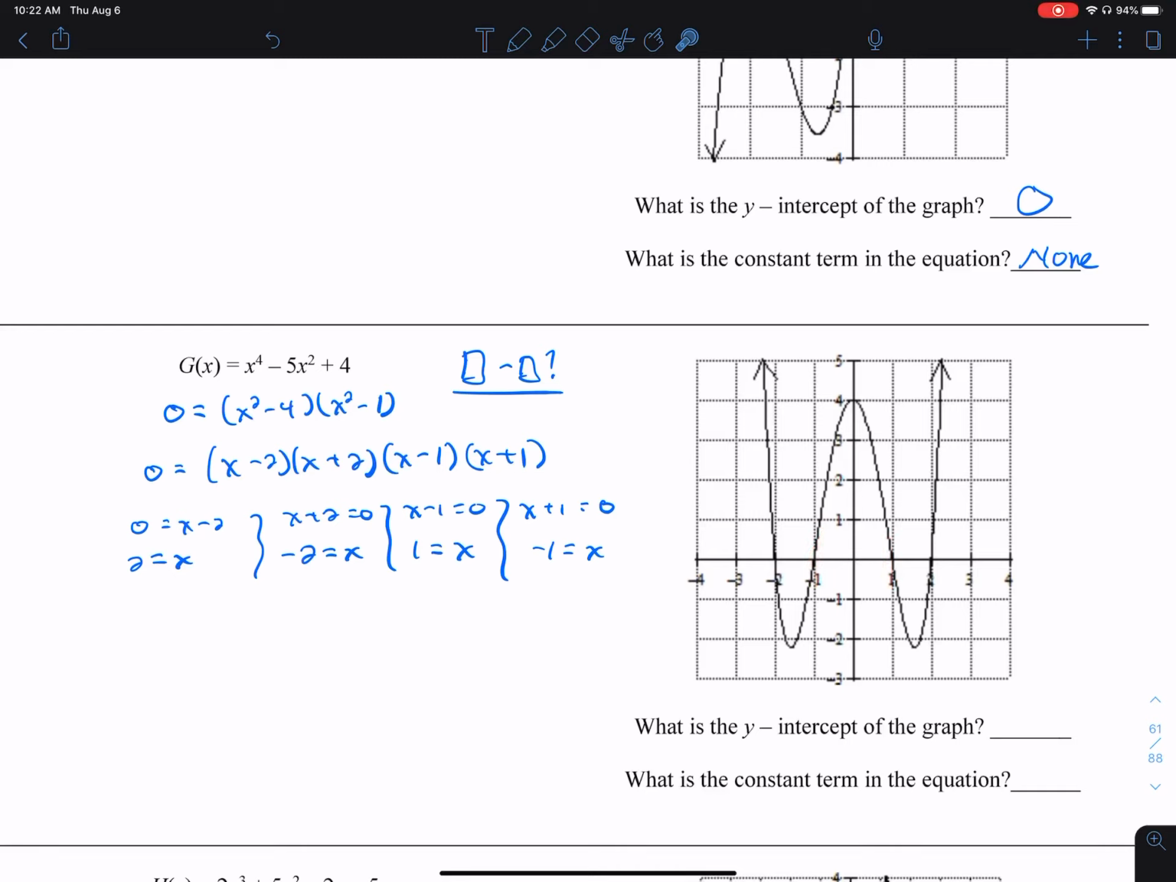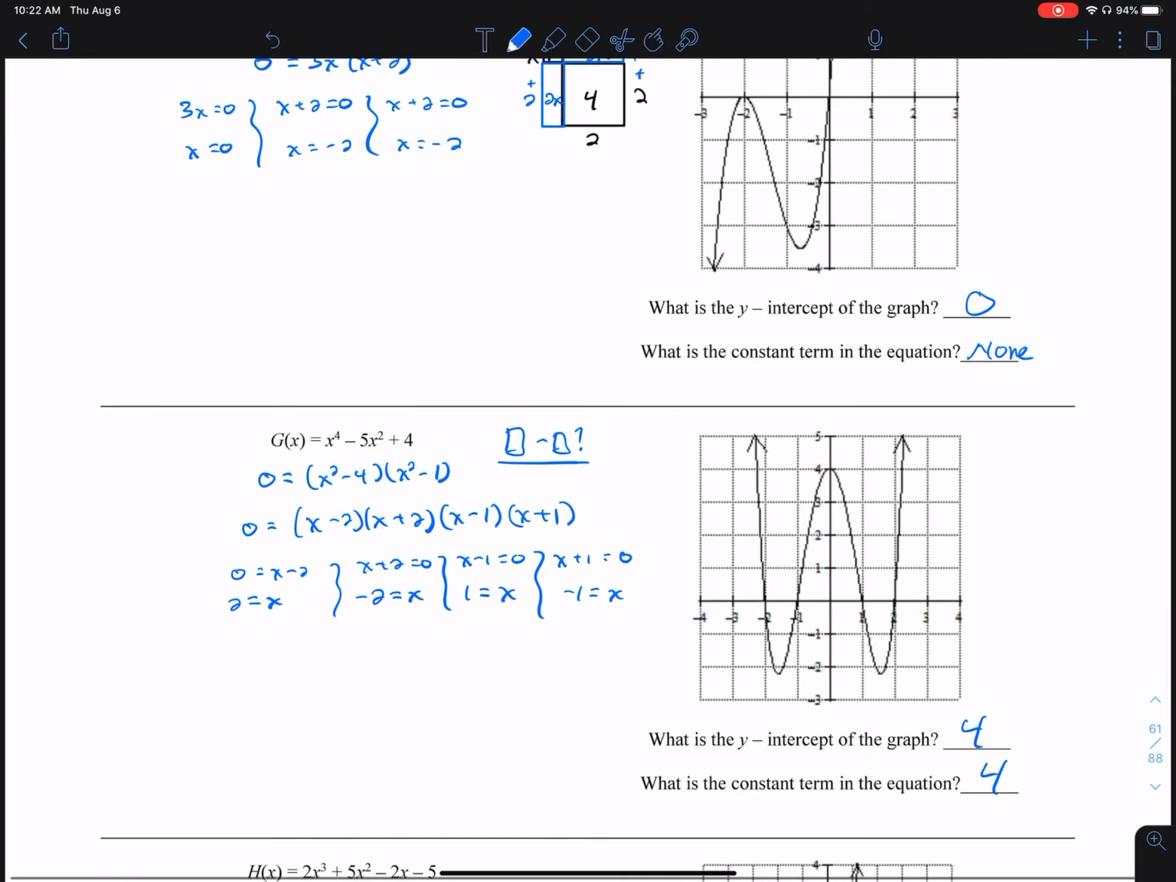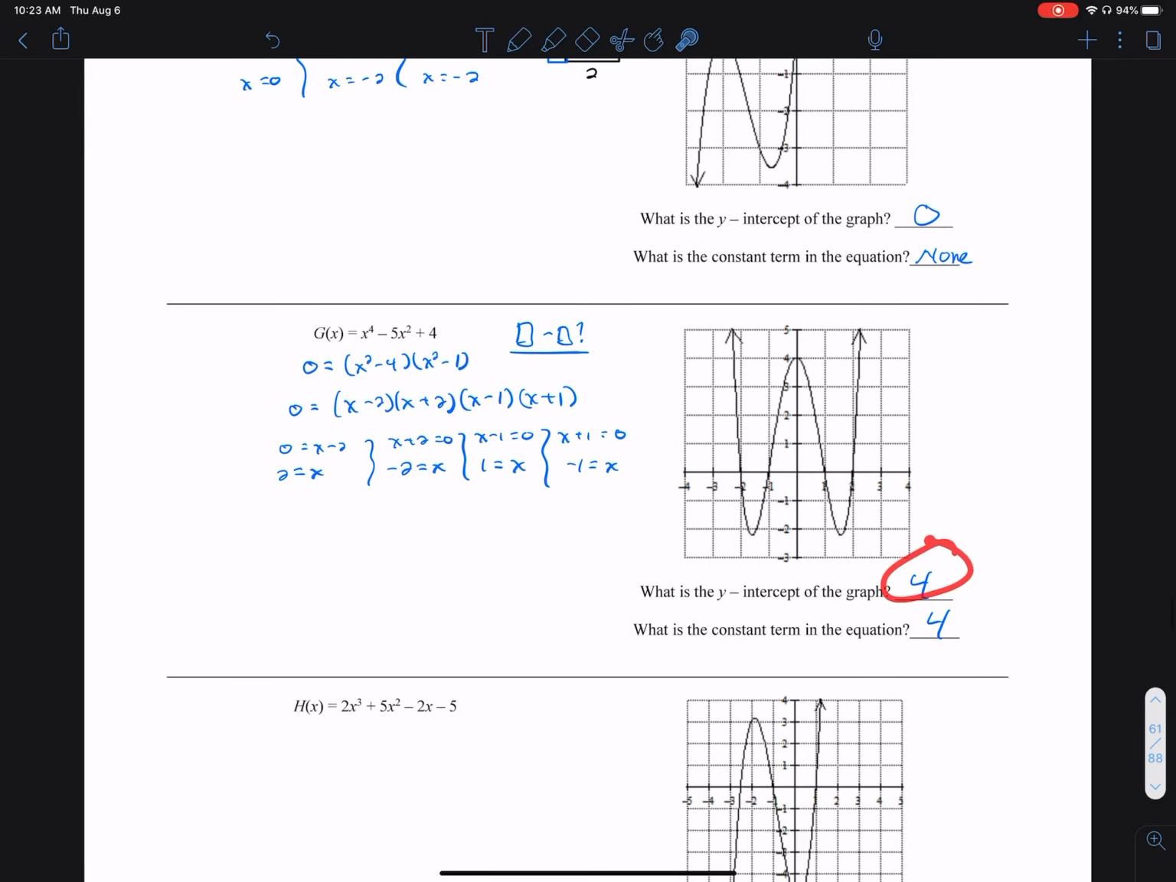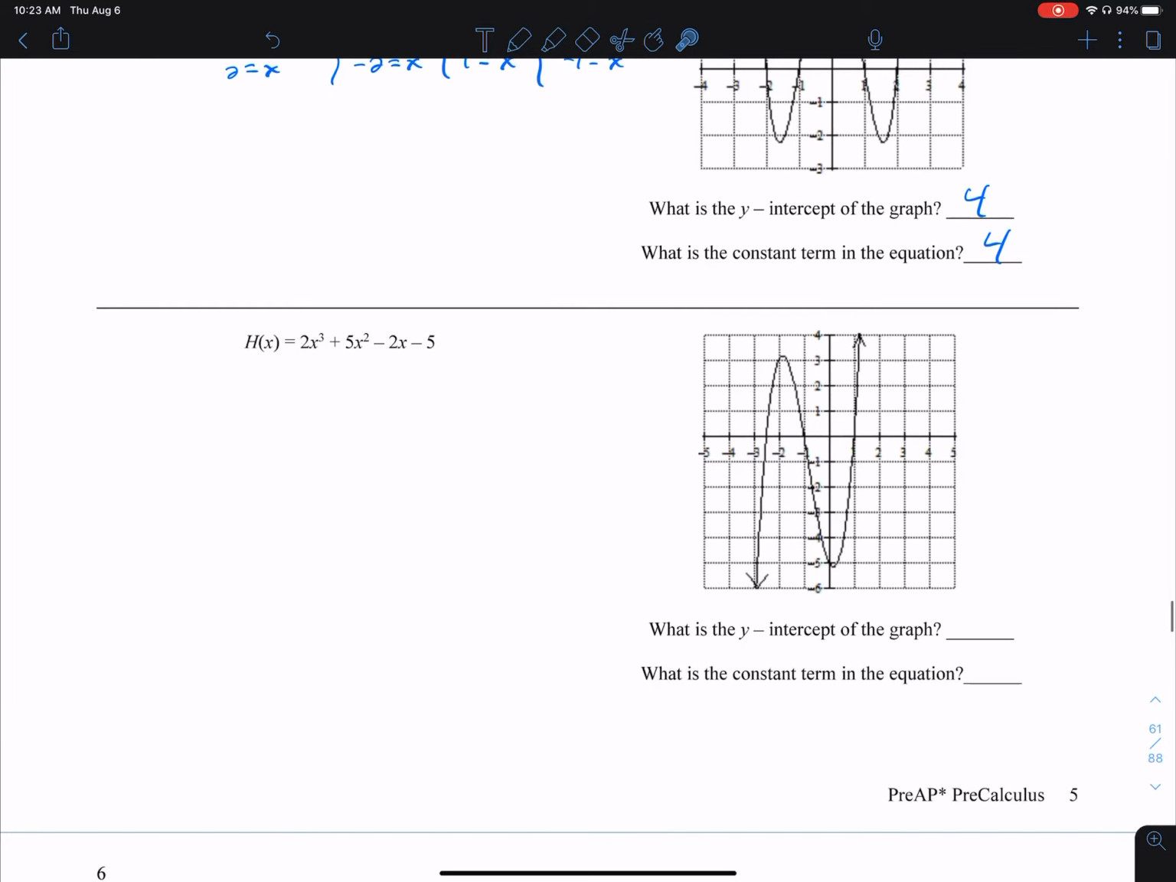What's the y-intercept of this graph? Well, it crosses here at 4, it appears. What's the constant term in the equation? That constant term is 4. Coincidence? Doubt it. On the previous problem, the y-intercept was 0, and the constant term, there wasn't one, which means the constant term was 0. Here it crosses at 4, the constant's 4. Coincidence? I don't think so.